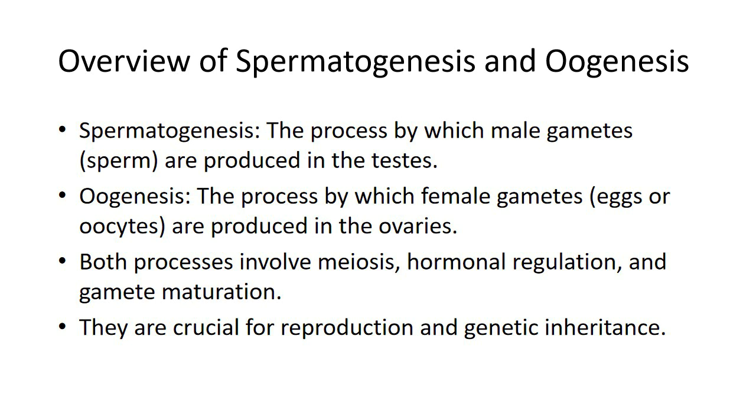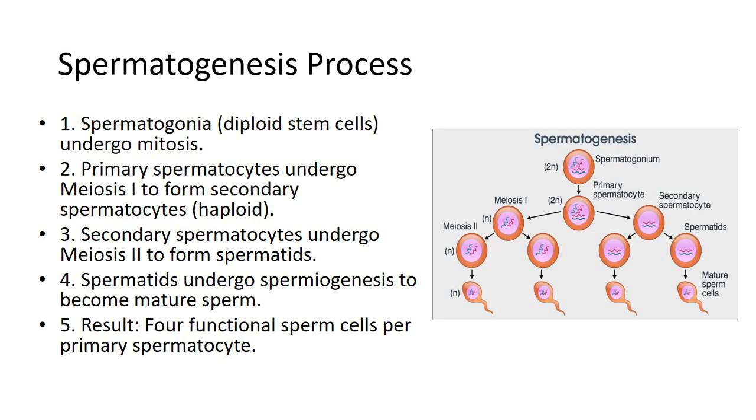Spermatogenesis, cellular processes and stages. Spermatogenesis is the process of sperm production in the male testes, specifically within the seminiferous tubules. It begins at puberty and continues throughout a man's life, with millions of sperm produced daily. First, the cellular process of spermatogenesis.